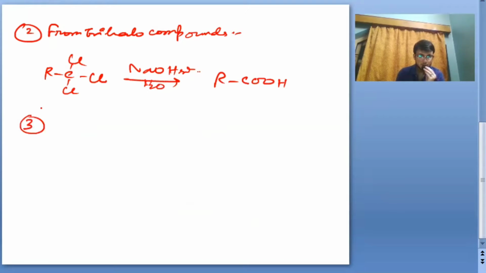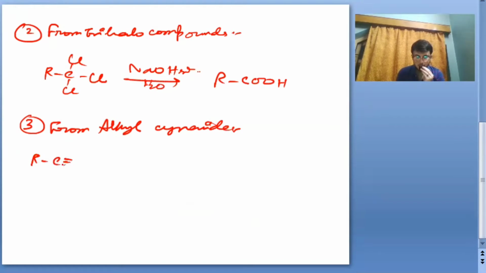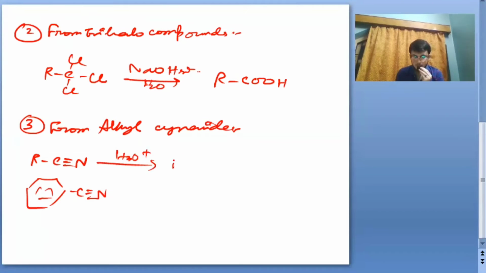Now, third is from alkyl cyanide. From alkyl cyanide, that is, let us take RCN. Now we can also take this also. It will also give us the same product, that is our acid. So this CN group is totally converted into COOH. There is no decrease of carbon, no increase of carbon. The carbon number will be same, but the CN group will be converted to COOH.